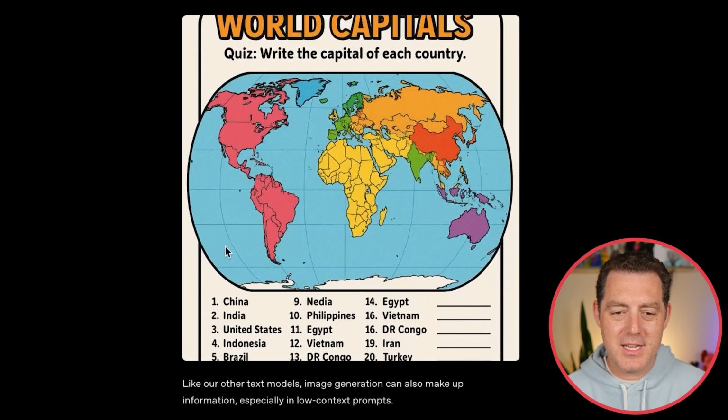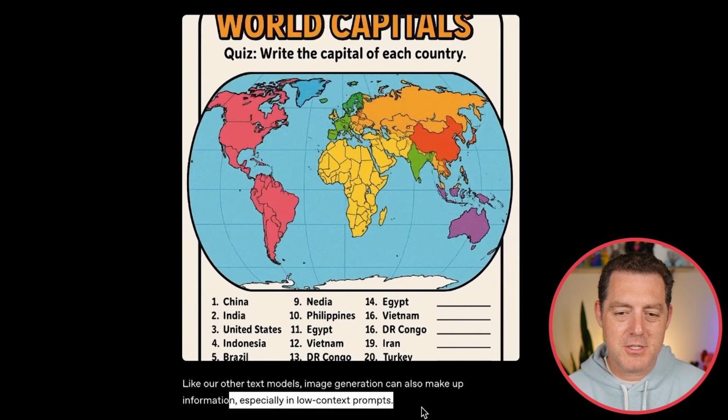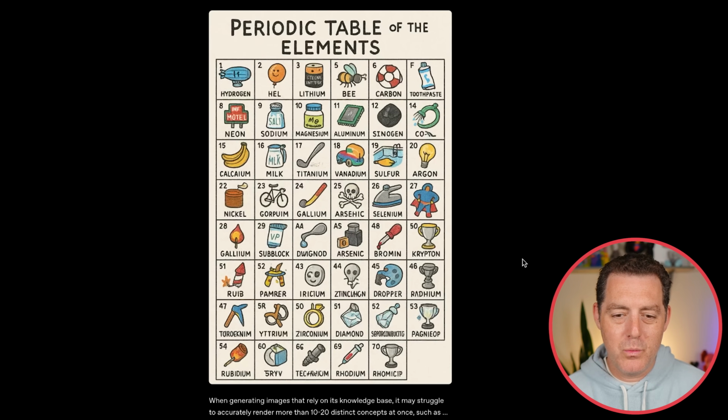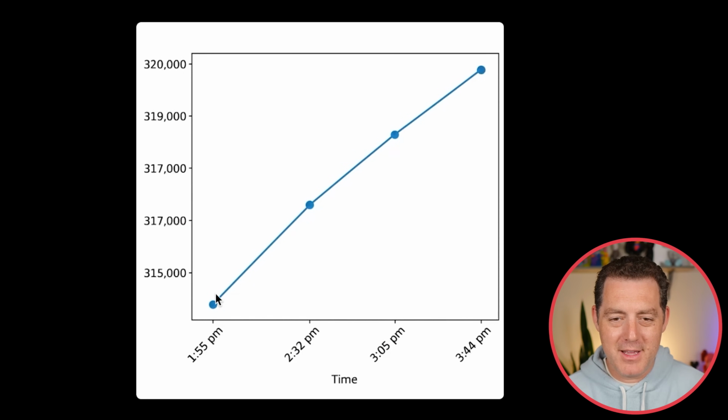It also gets hallucinations. So like our other text models, image generation can also make up information, especially in low context prompts. High binding problem. So when generated images that rely on its knowledge base, it may struggle to accurately render more than 10 to 20 distinct concepts at once. So it's kind of spelling things wrong there. It's doing it more than once. Diamond, super combording. Yeah. Not right. Precise graphing, that's hard to do, I can imagine, okay?